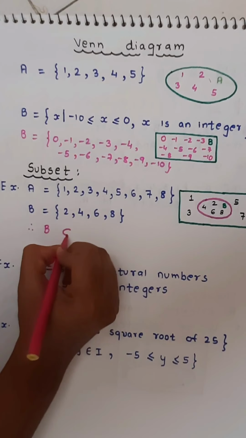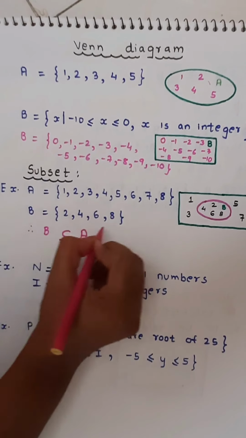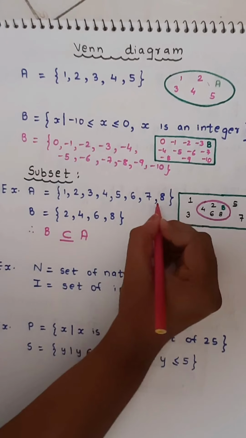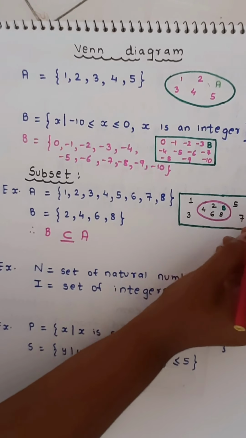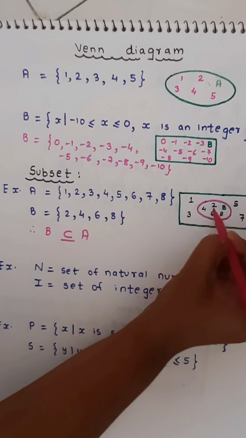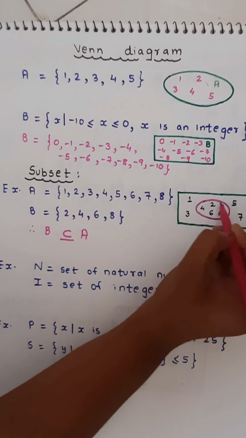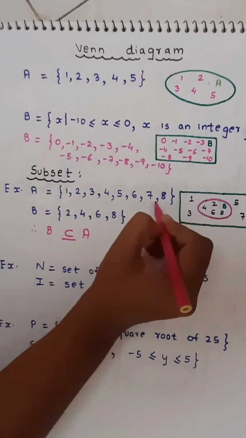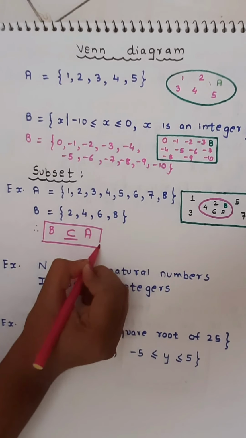So subset, I'm going to write it. The symbol is this. B is a subset of A. B is a smaller set and all the elements of B are present in the set A. Look over here, B is 2, 4, 6, 8, but A includes the set B as well. So A has 1, 2, 3, 4, 5, 6, 7, 8 and B has only 2, 4, 6, 8. So B is a smaller set and all the elements are present in set A. That is why we write B is a subset of A.